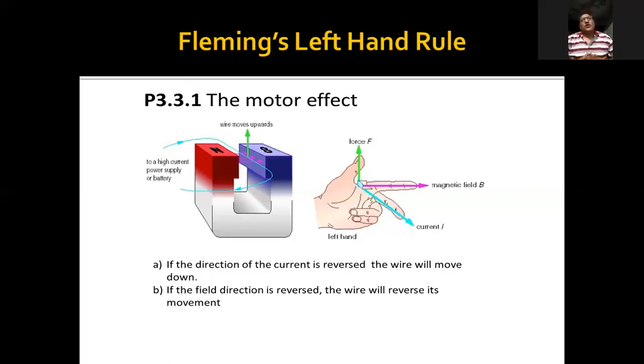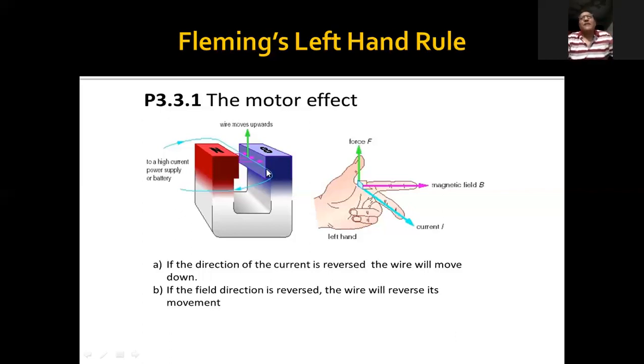Okay, so if the current is flowing in the direction shown here, the force experienced will be in the upward direction. For example, if you reverse the direction of the current, the north-south is still the same, the direction of the magnetic field is still the same, but you reverse the direction of the current. The current is flowing right now towards me in this conductor. From here it's coming towards me, and then going in this direction.